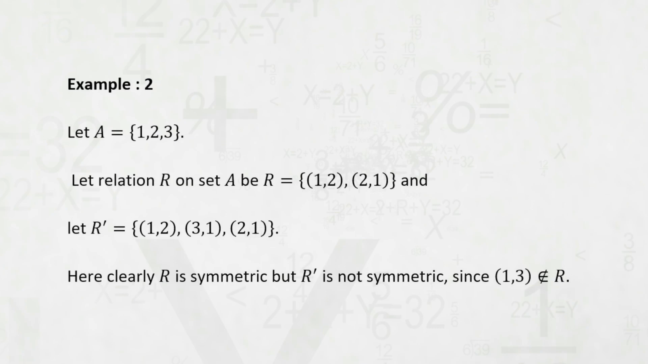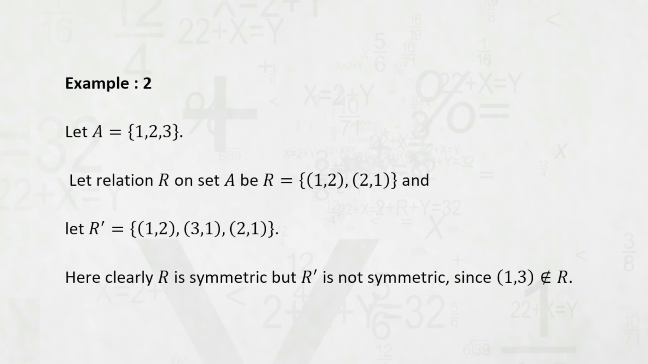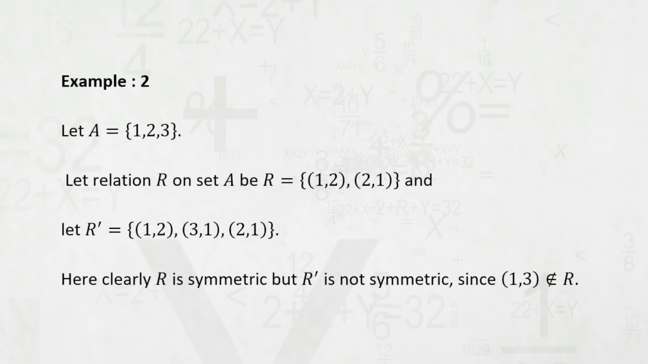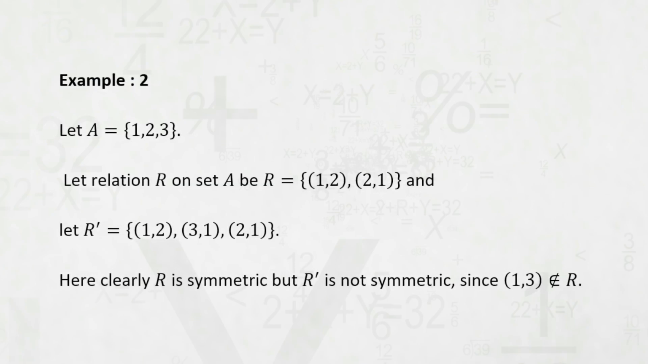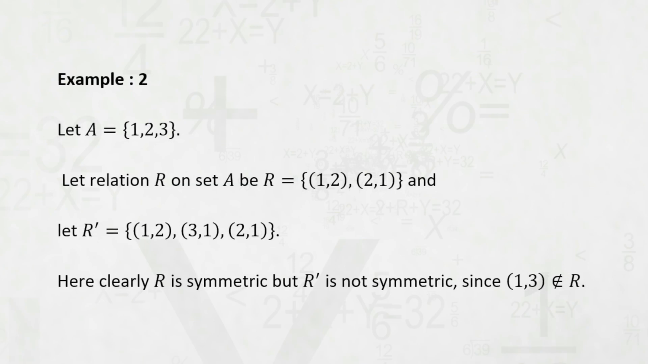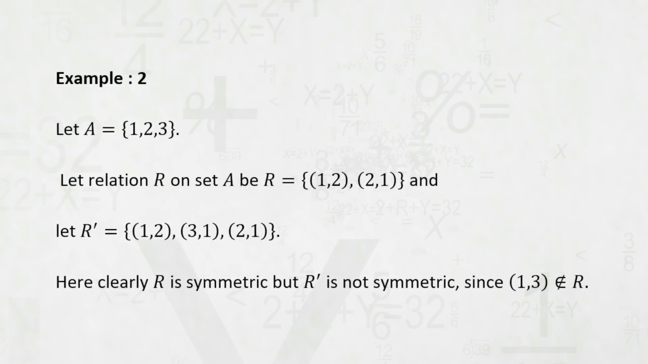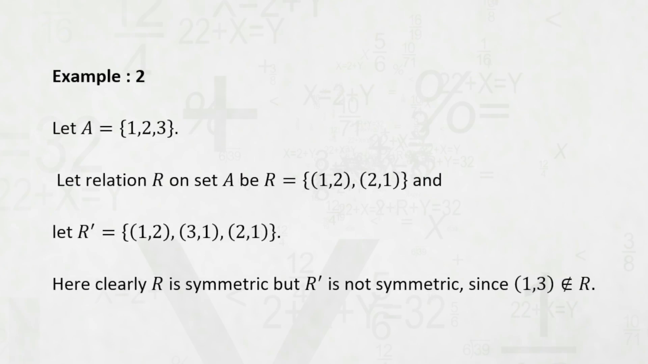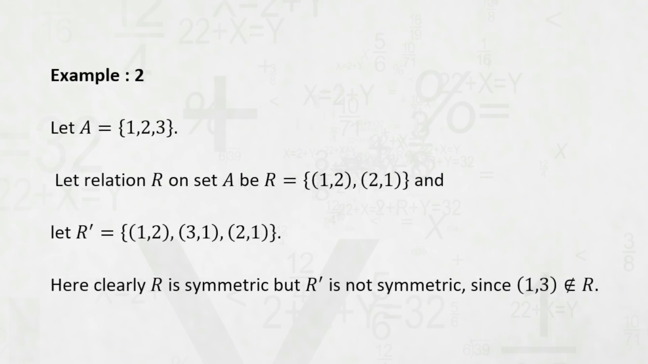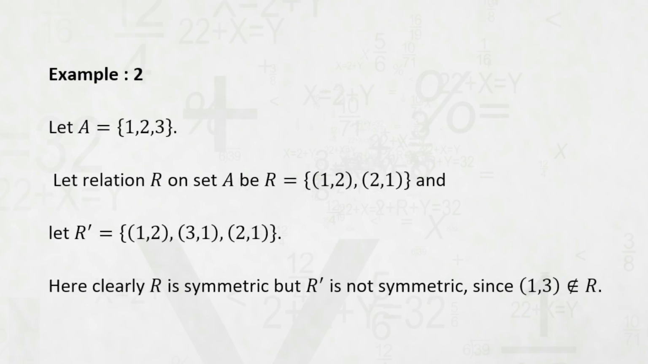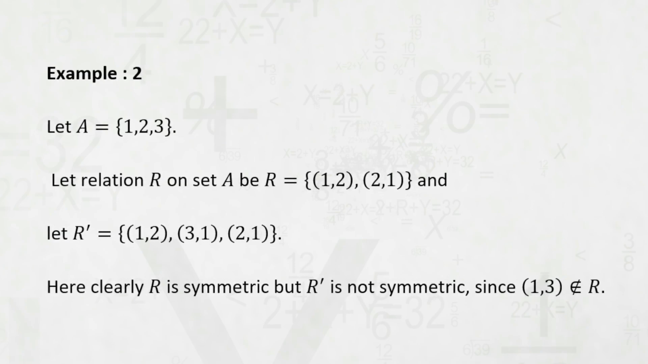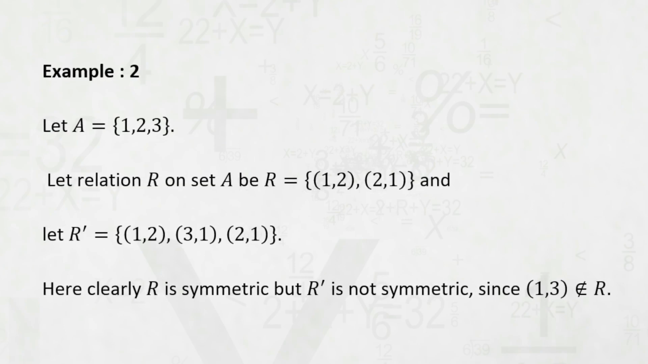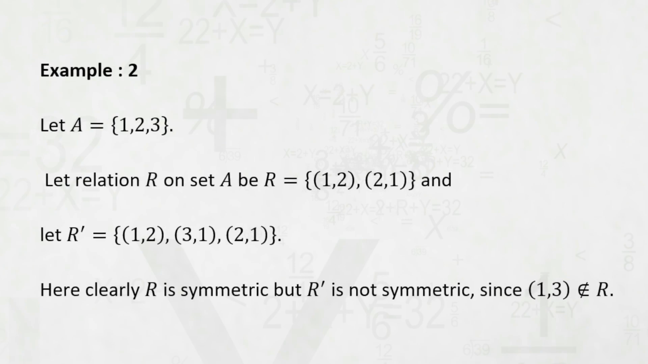Example 2. Let A be the set {1, 2, 3}. Let relation R on the set A be R equal to the set of ordered pairs {(1, 2), (2, 1)} and let R dash be the set of ordered pairs {(1, 2), (3, 1), (2, 1)}. Here clearly R is symmetric, but R dash is not symmetric, since (1, 3) does not belong to R dash.